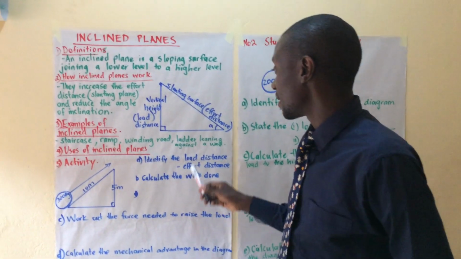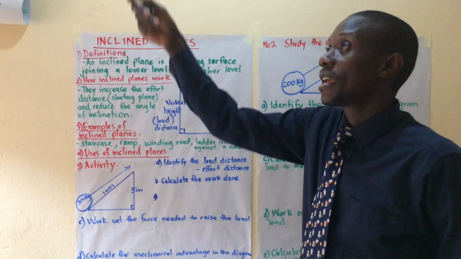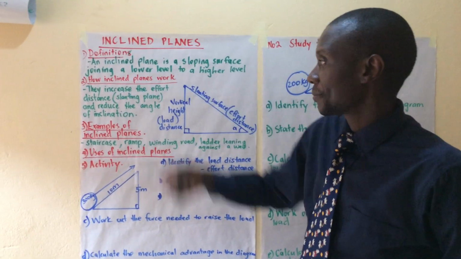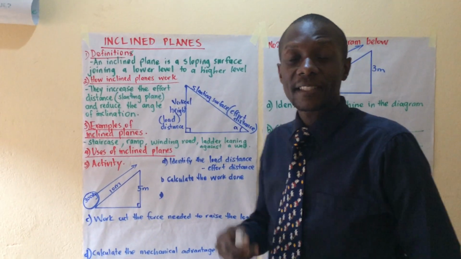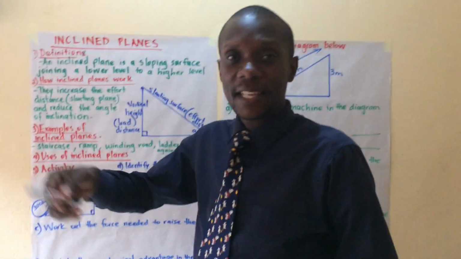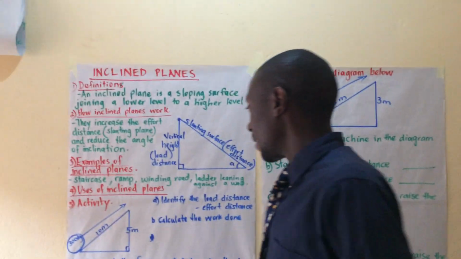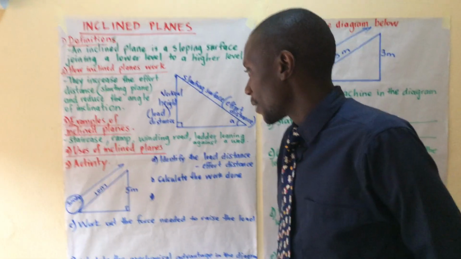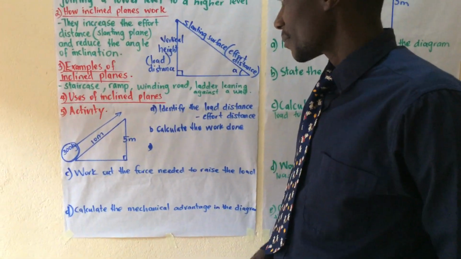We are looking at the uses. A ladder enables you to climb a wall or a tree or a pole. Our friends in Umeme have their special ladders that they use for climbing their poles. Okay, those are the uses.